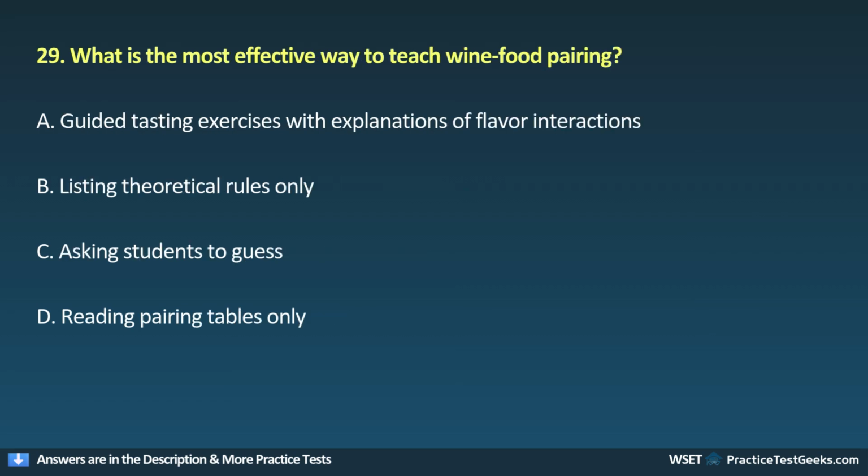29. What is the most effective way to teach wine-food pairing? A. Guided tasting exercises with explanations of flavor interactions. B. Listing theoretical rules only. C. Asking students to guess. D. Reading pairing tables only.